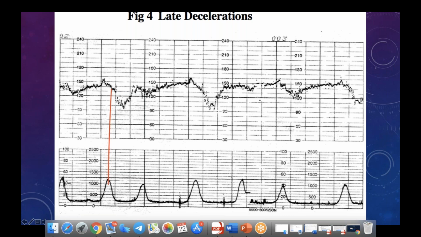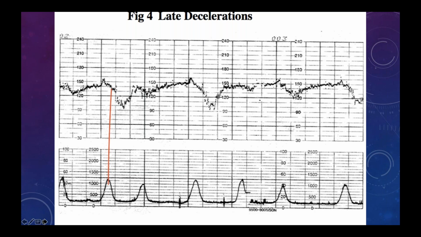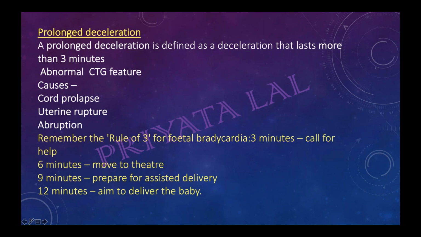Okay, so you see there is an almost uniform pattern. Now another feature that you will get most of the time in the exam: a single prolonged deceleration that has lasted more than 3 minutes. If this feature is there, according to the NICE guideline, it is an abnormal CTG trace.